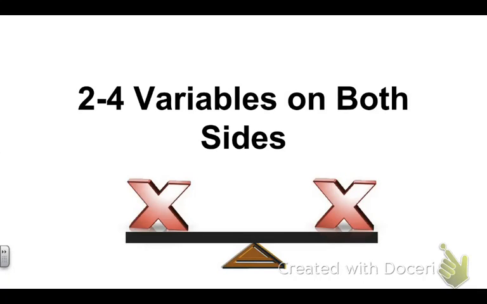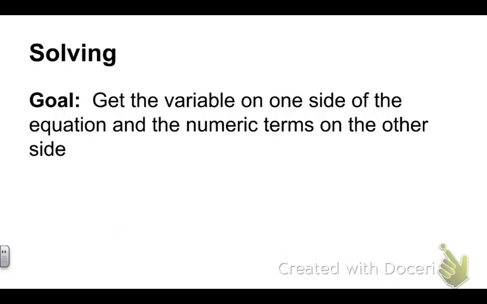Today I want to show you how to solve equations when there are variables on both sides. So what I mean is you've got variables on the left side of the equal sign and you've got variables on the right side of the equal sign. So when you solve, you've got one goal. And your goal is to get the variable on one side of the equation and the numeric terms on the other side of the equation.